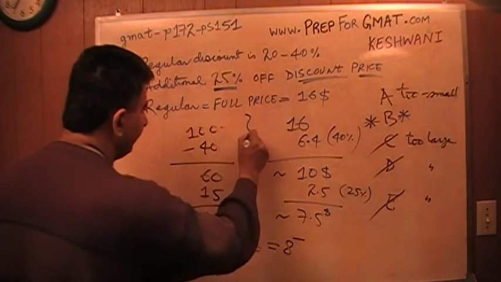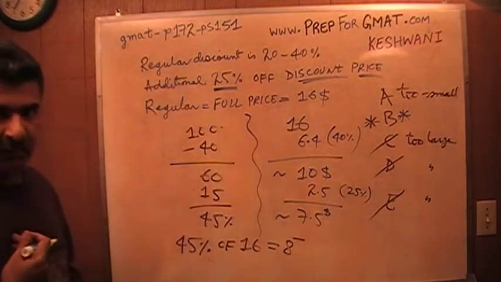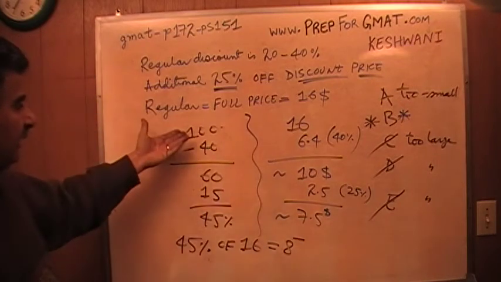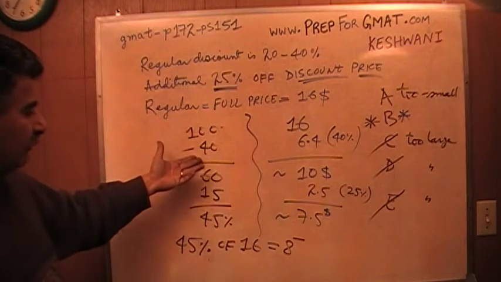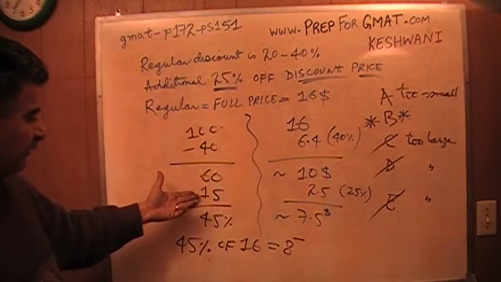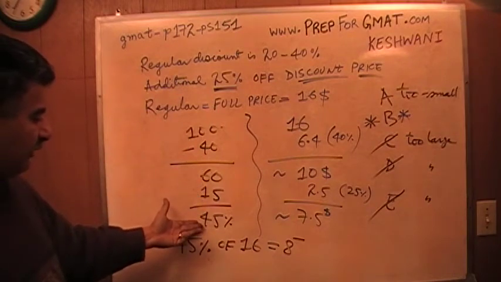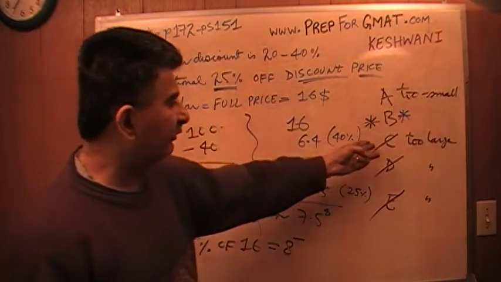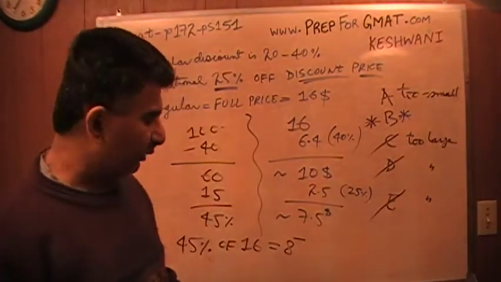So here's one method. Personally, if I were taking the real exam, I would not deal with this mumbo jumbo. I'll just keep it simple. Pretend that it's $100. Subtract 40, you get 60. Take another 25% of 60, which is 15. You're down to 45%. 45% of 16, whatever it is, has got to be less than 8. Immediately you get rid of C, D, and E, and you realize that A is too small. You're done.